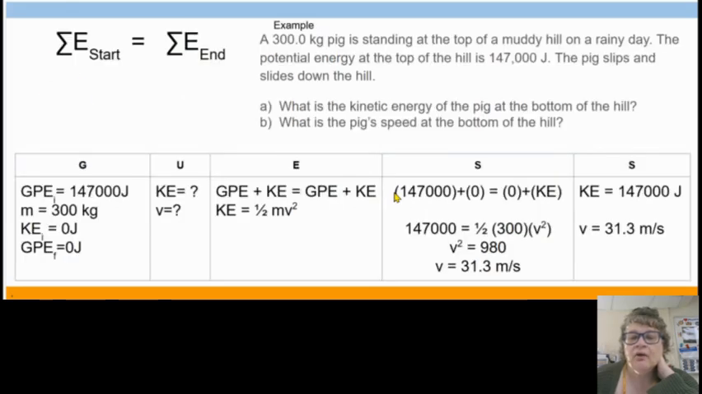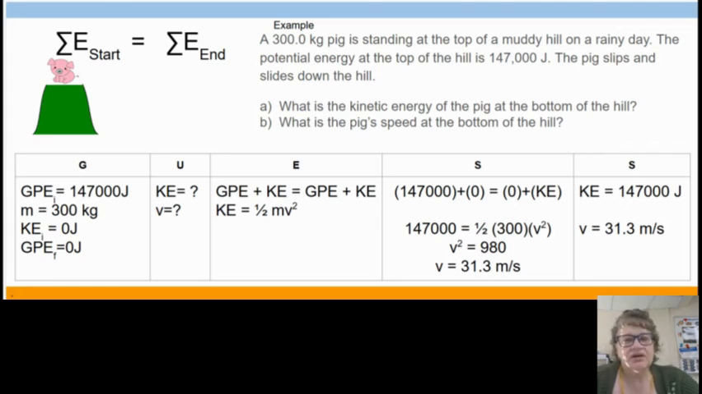Okay. Now, most of our questions are not going to be fill in the blank. Most of them are going to be similar to this, like a short story type thing. So a 300 kilogram pig is standing at the top of a muddy hill on a rainy day. The gravitational potential energy at the top of the hill is 147,000 joules. The pig slips and slides down the hill. They want to know, what is the kinetic energy of the pig at the bottom of the hill, and what is the pig's speed at the bottom of the hill?